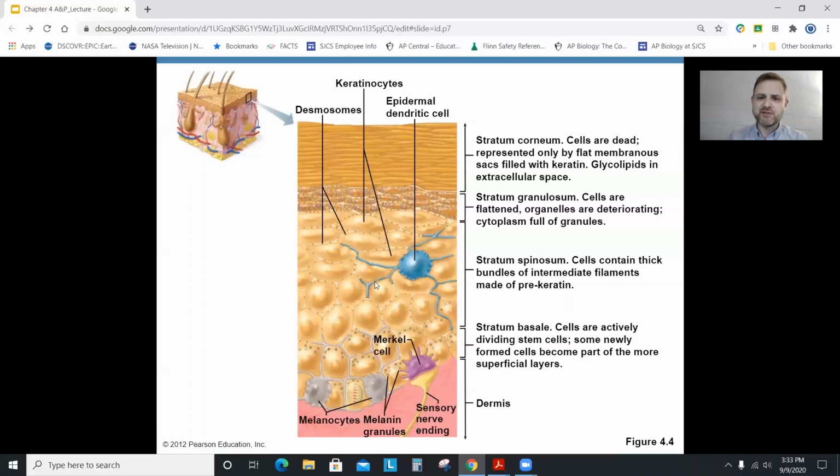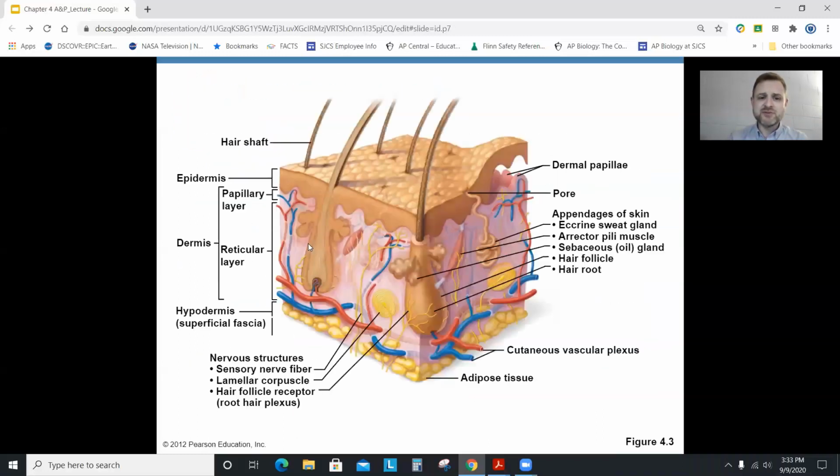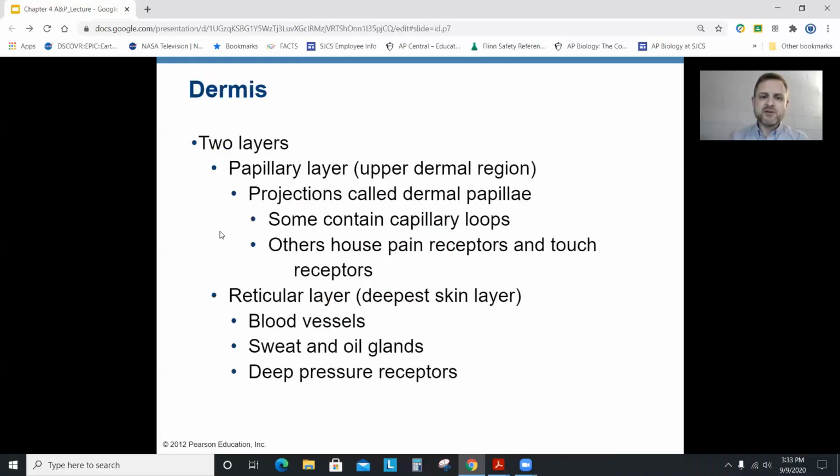Again, this image we've already looked at. Let me go back really quick just to review something about the dermis. Remember, the dermis has a papillary layer and a reticular layer. The papillary layer is pretty thin, the reticular layer is thicker. The papillary layer is that upper thin layer. It has projections called dermal papillae, which have loop-like structures. Sometimes they contain capillaries, which is part of your blood flow. They can contain pain receptors, heat receptors, and touch receptors.